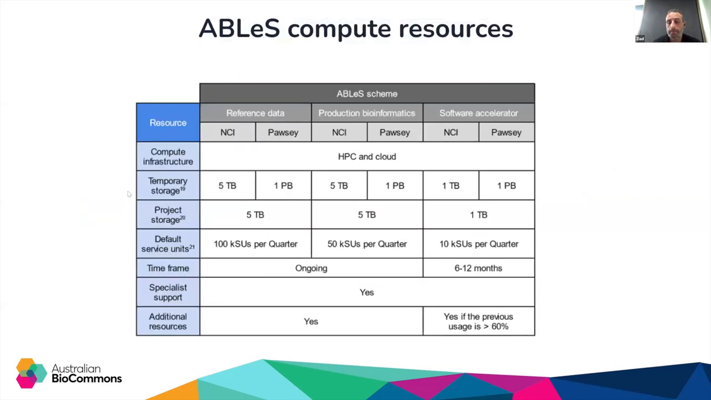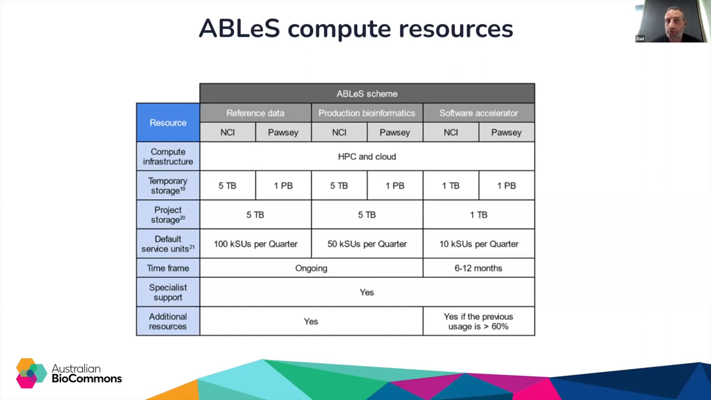In more detail, we have different allocations for different projects. Considering the three schemes Johan mentioned, we have the reference data, the production bioinformatics, and the software accelerator. We can have these projects in any infrastructure, depending on the user's requirements, and the resources can be used to access the HPC and the cloud on both infrastructures.